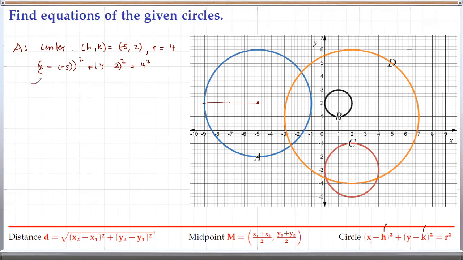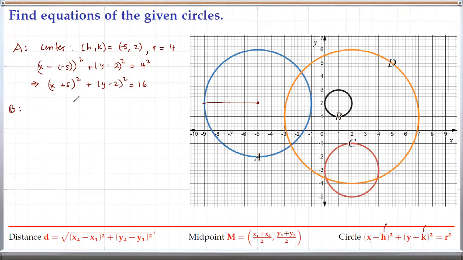We can simplify this expression a little further. So x plus 5 squared, because we have x minus -5, plus y minus 2 squared equals 16. That is the equation of the first one. Now let's look at B.